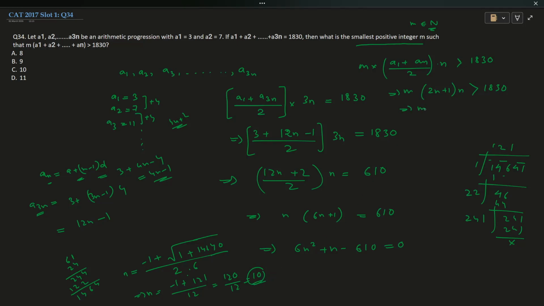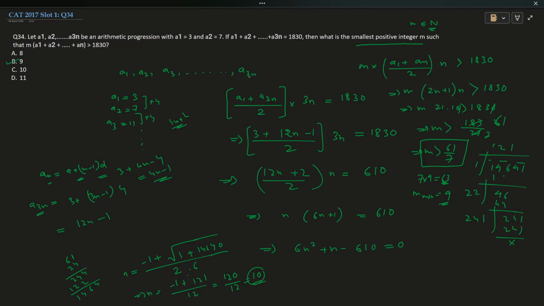If n is 10, m, I will have 21 into 10 is greater than this one. So the 0s get cancelled. So m is greater than 183 by 21. Can I cancel it with 3? Yes, 3 into 7, 3 into 61. So this says m is greater than 61 by 7. Yes, and 7 into 9 is 63, right? That means the minimum possible value of m is 9, right? So the correct answer will be option B.